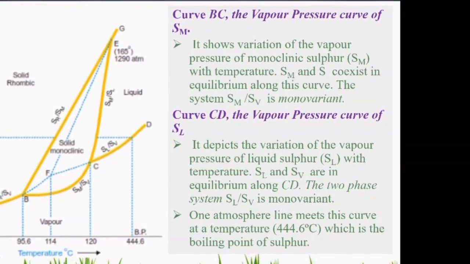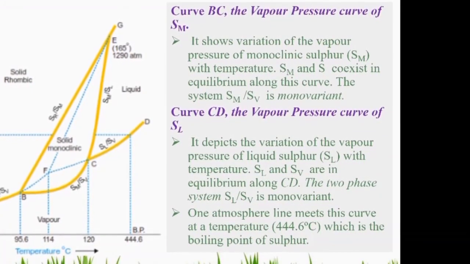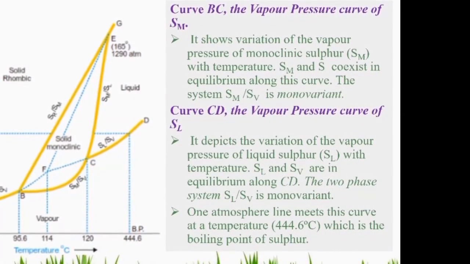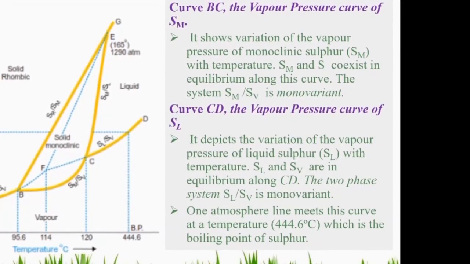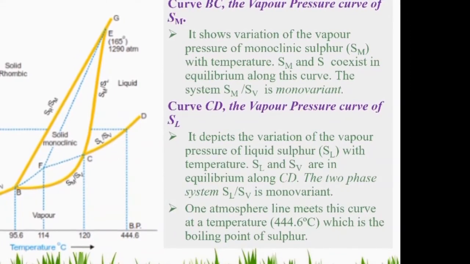According to the phase rule, it is monovariant. The degree of freedom is 1. The 1 atmosphere line meets this curve at a temperature of 444 degrees Celsius, which is the boiling point of sulfur, not the triple point.